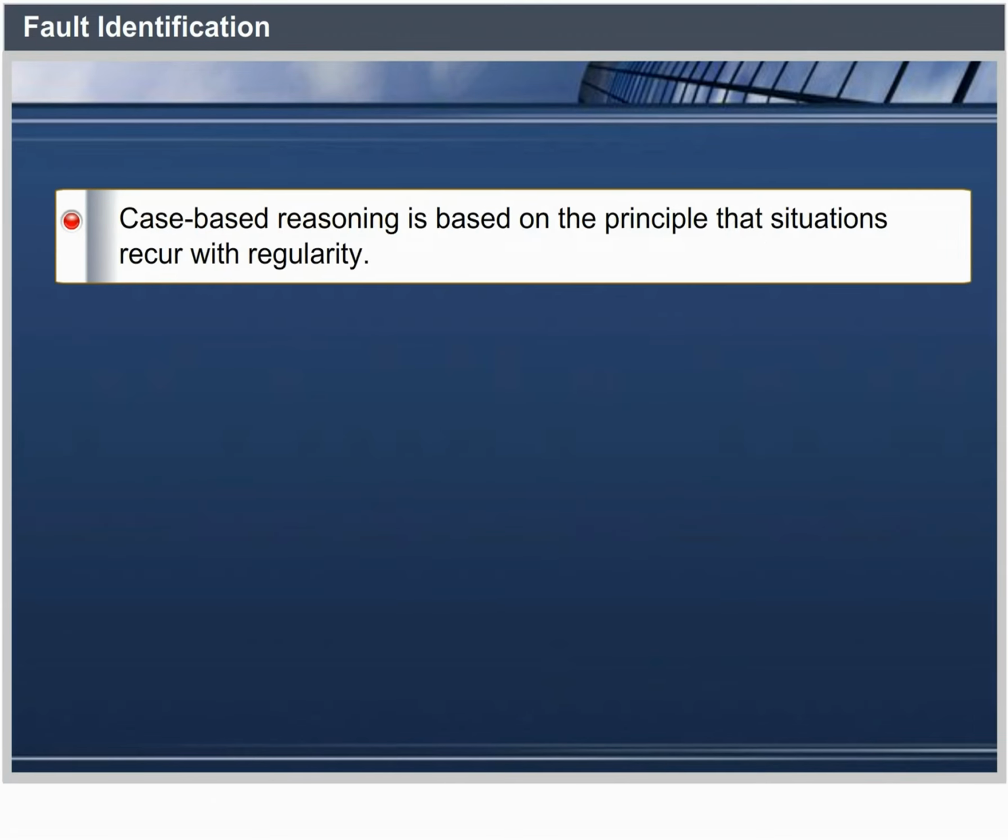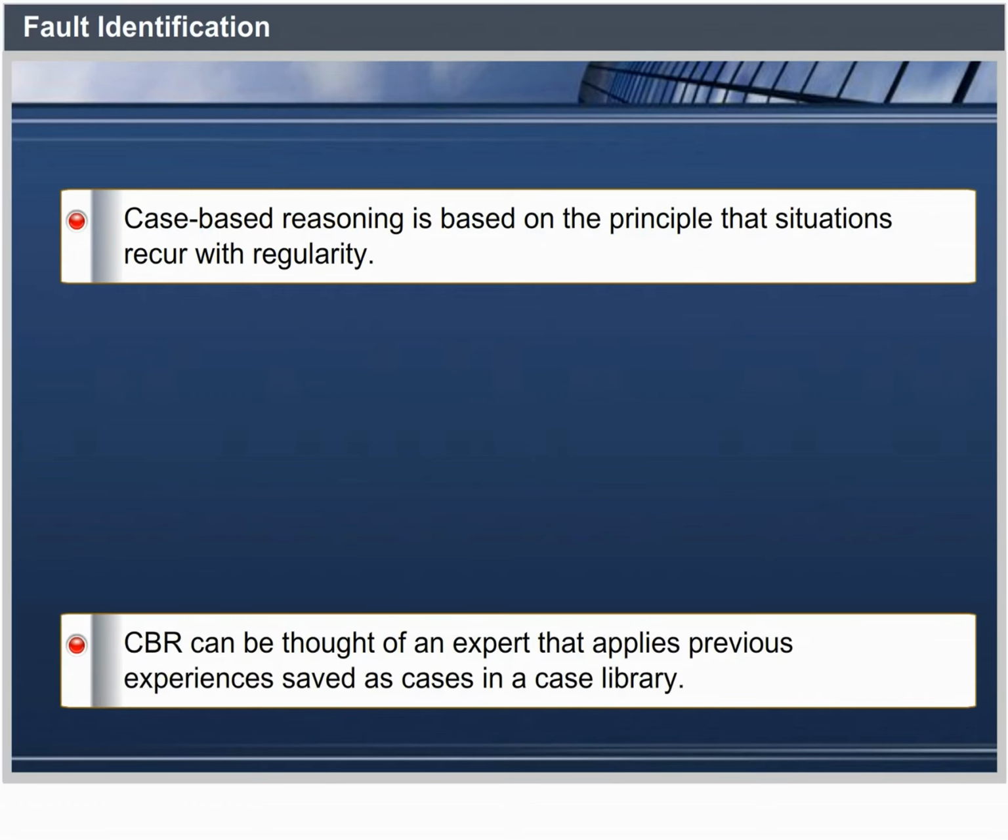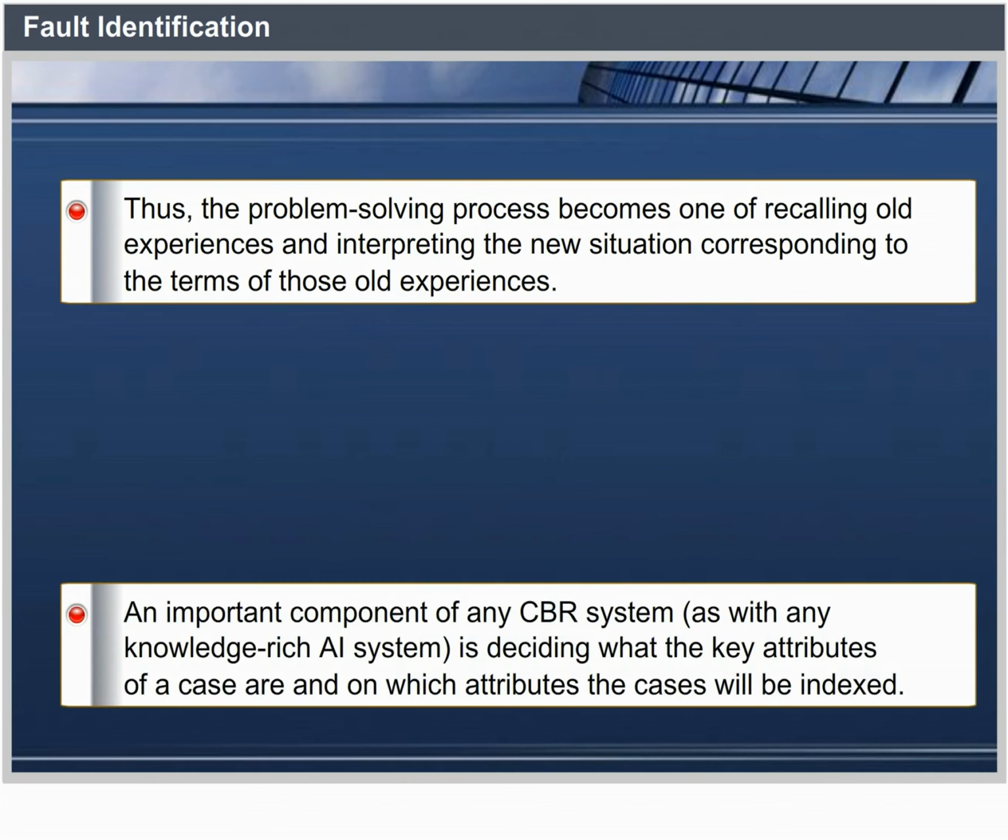Case-based reasoning is based on the premise that situations recur with regularity. CBR can be thought of as an expert that applies previous experiences stored as cases in a case library. Thus, the problem-solving process becomes one of recalling old experiences and interpreting the new situation in terms of those old experiences. An important component of any CBR system, as with any knowledge-rich AI system, is deciding what the key attributes of a case are and on which attributes the cases will be indexed.